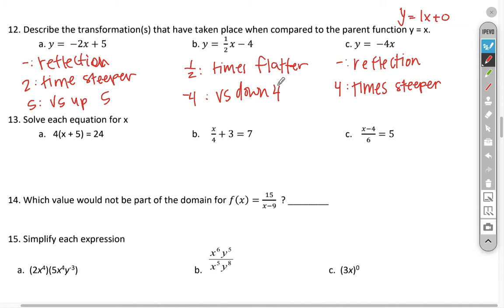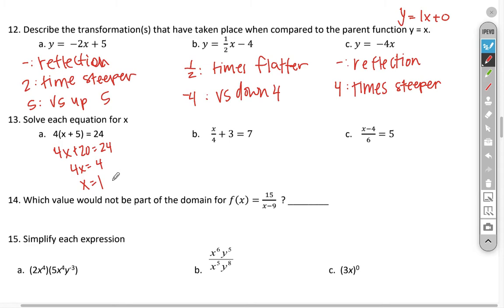All right, number 13 says solve each equation for x. So literally we're just going to solve these equations. So first thing we need to do is distribute this 4 out. So we're going to have 4x plus 20 equals 24. We're going to subtract 20, and we get 4x equals 4. To get x alone, we're going to divide by 4. So 4 divided by 4 is going to give us 1.